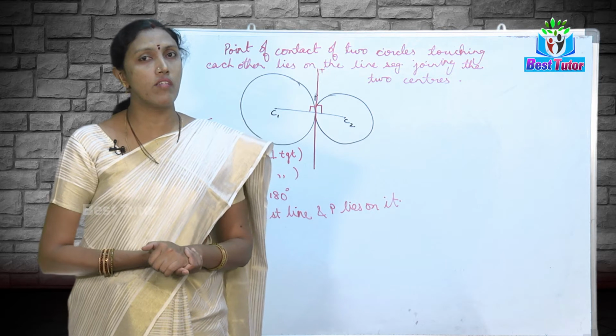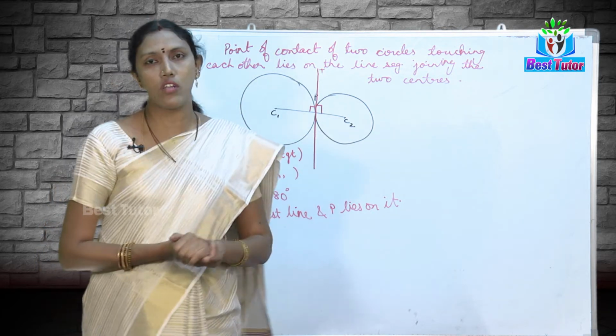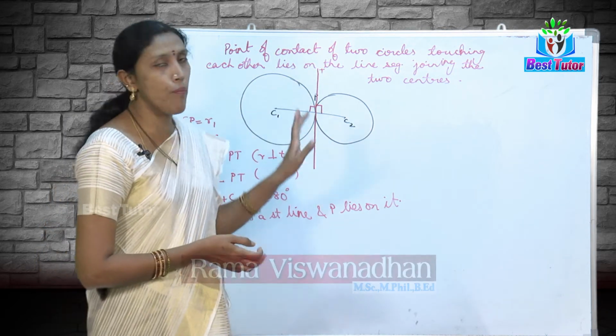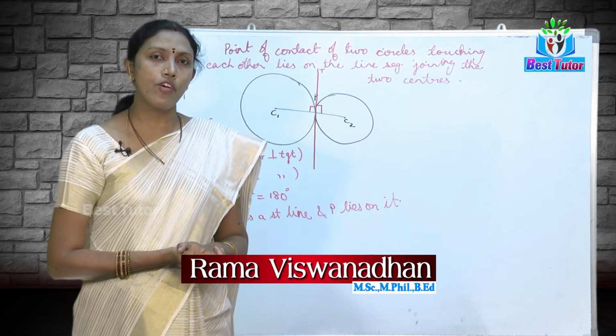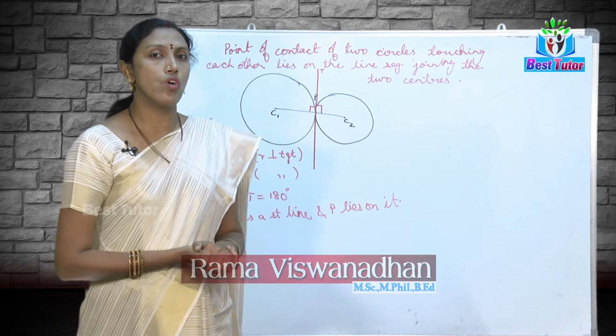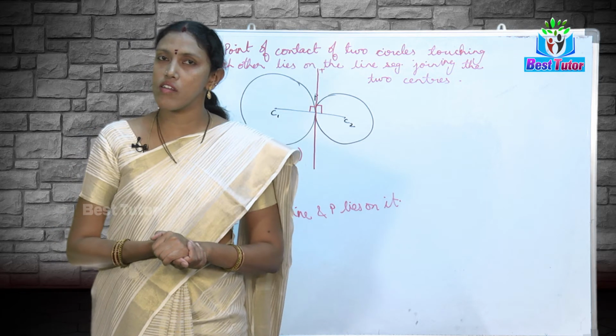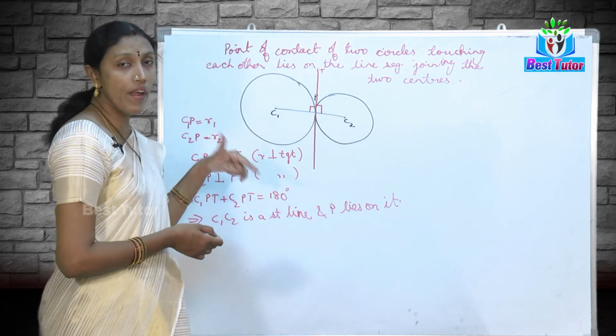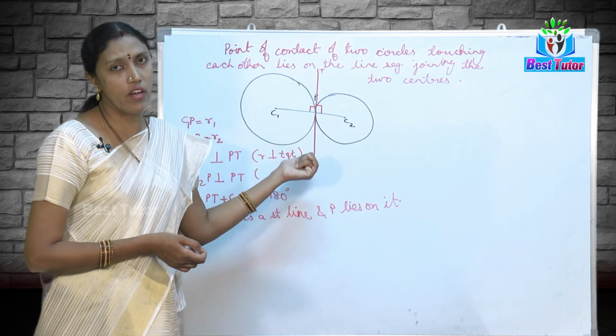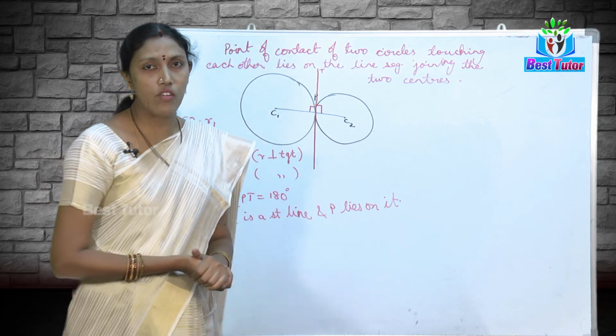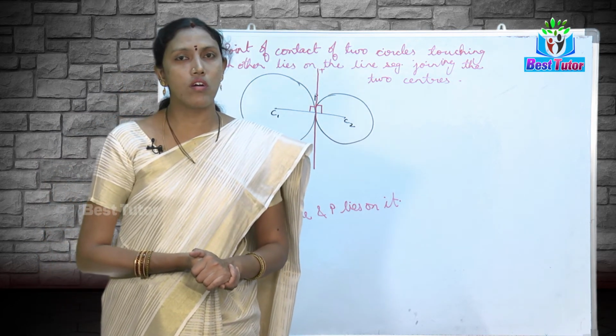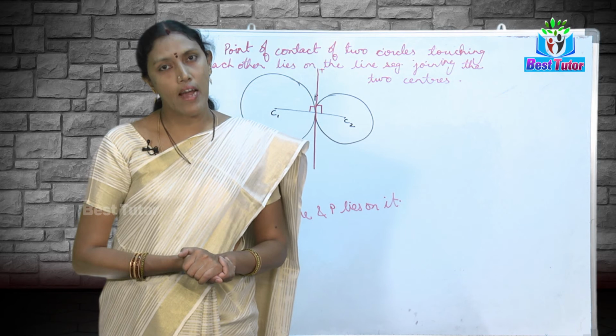The second theorem is if we have two circles which are touching each other, then there will be a point of contact and that point of contact lies on the line segment joining both the centers of the circles. And we have proved it using the previous theorem, previous knowledge we have used here. Right. So this is what we have learned in this video. In the coming videos, we are going to learn other theorems based on tangent properties.